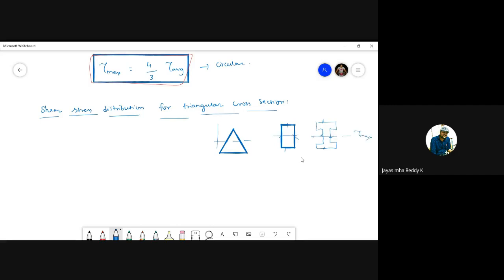For rectangle, for I section, and for circular cross sections, at the neutral axis we will get tau as maximum. But for triangles it will not be maximum at the neutral axis. For triangles, for rhombus like this, okay, there are no parallel sides. So for rhombus and then for hexagon, this kind of cross sections, there will be a change of position of tau max. Tau max will be different, okay? So let us see how this becomes.